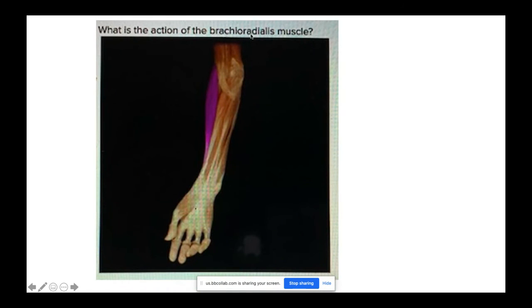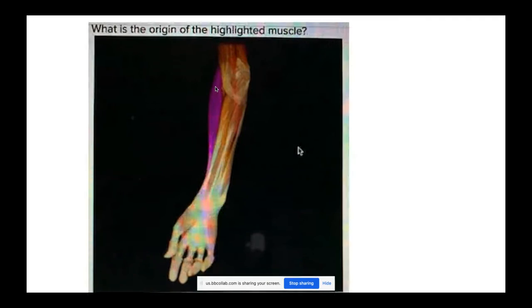What is the action of the brachioradialis? Well, biceps brachii, brachialis, and brachioradialis, these are all elbow flexors. They're all elbow flexors. What is the origin of the brachioradialis? Well, you have to first know it's the brachioradialis, so brachio is the brachium. So this one's going to originate on the shaft of the humerus, okay? And the insertion is down here on the radial styloid.